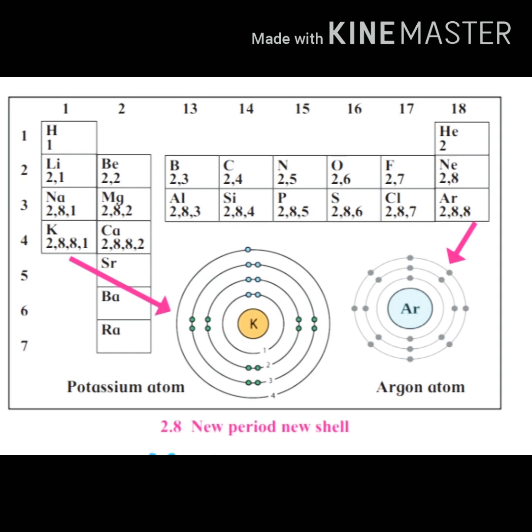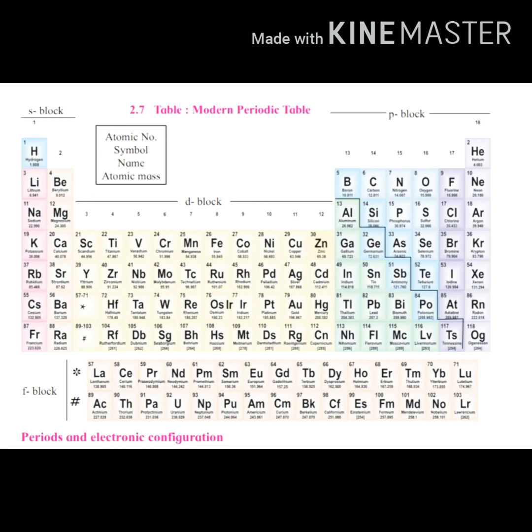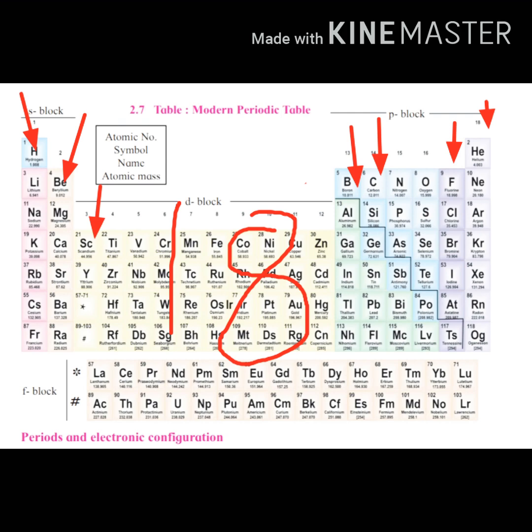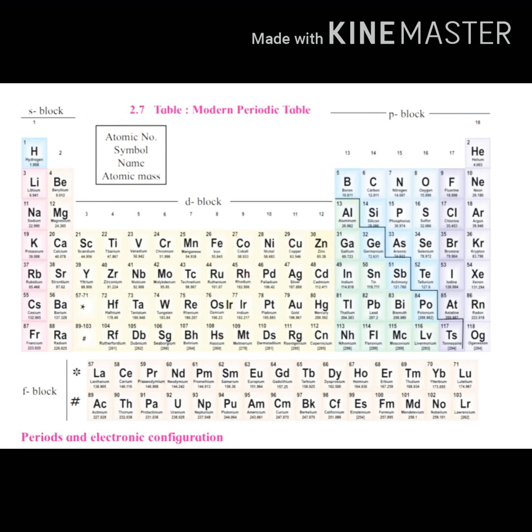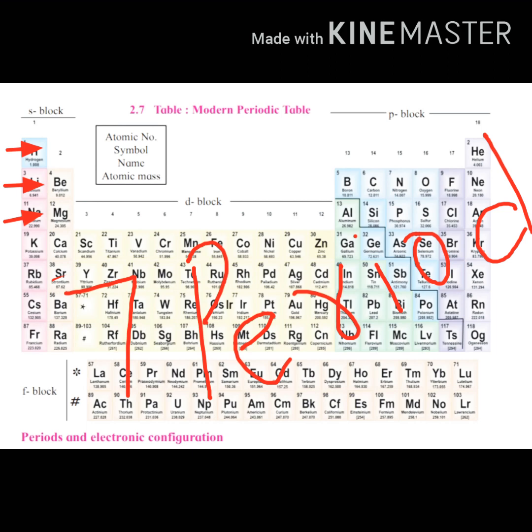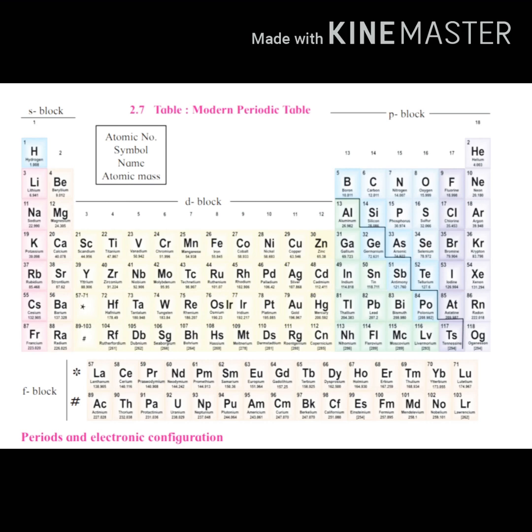Now let me explain how the properties vary in periods and groups of the periodic table. There are 18 groups in the modern periodic table and 7 periods. In the 18 groups, hydrogen is 1, lithium is first, beryllium is second, and so on, 3, 4, 5, halogen is 17 and inert gases is 18. From top to bottom, those are groups, and if you go horizontally, hydrogen, helium is period number 1, lithium, beryllium, boron, carbon, nitrogen, oxygen, fluorine, neon is period number 2, sodium, magnesium, and so on is period number 3, and so on.